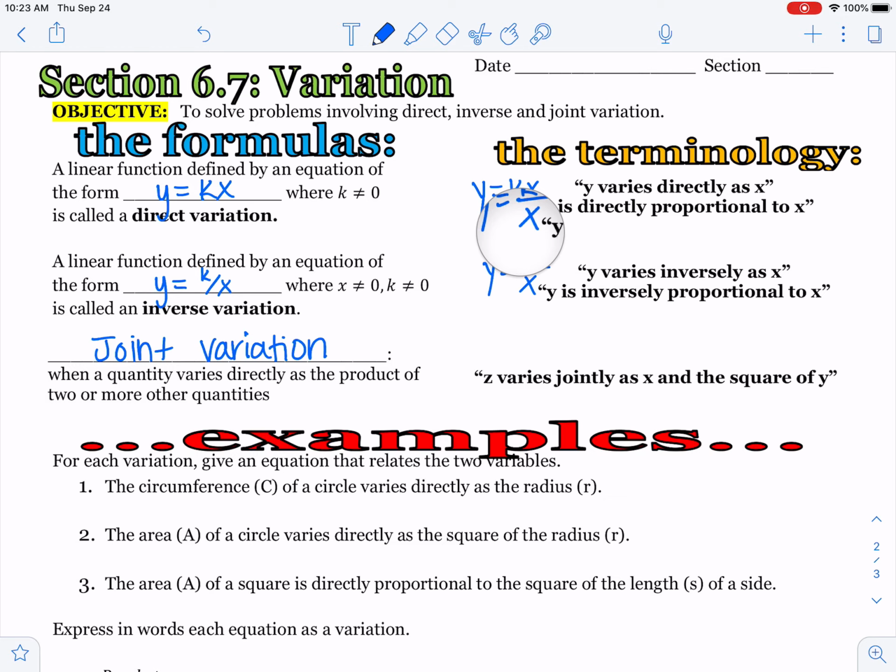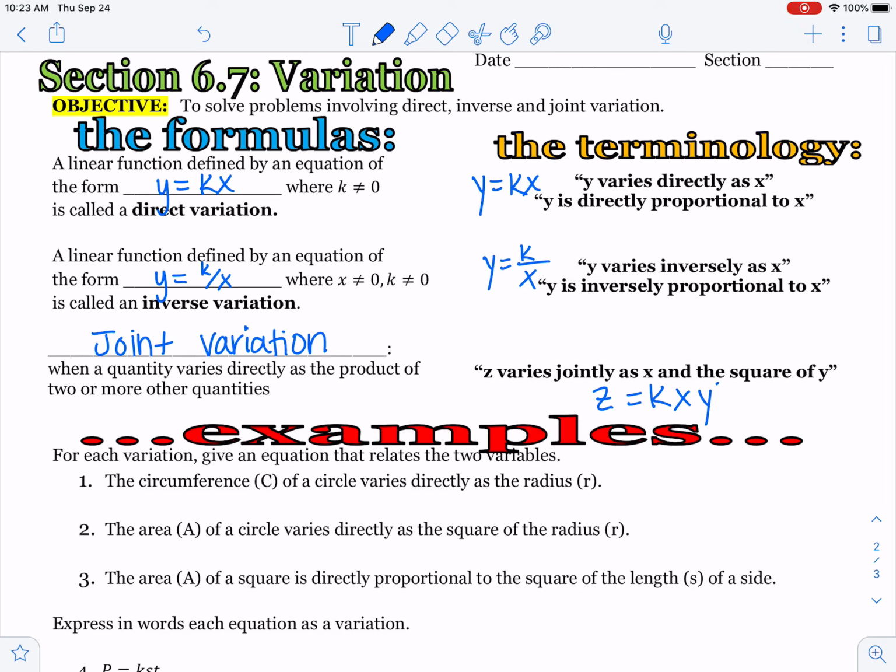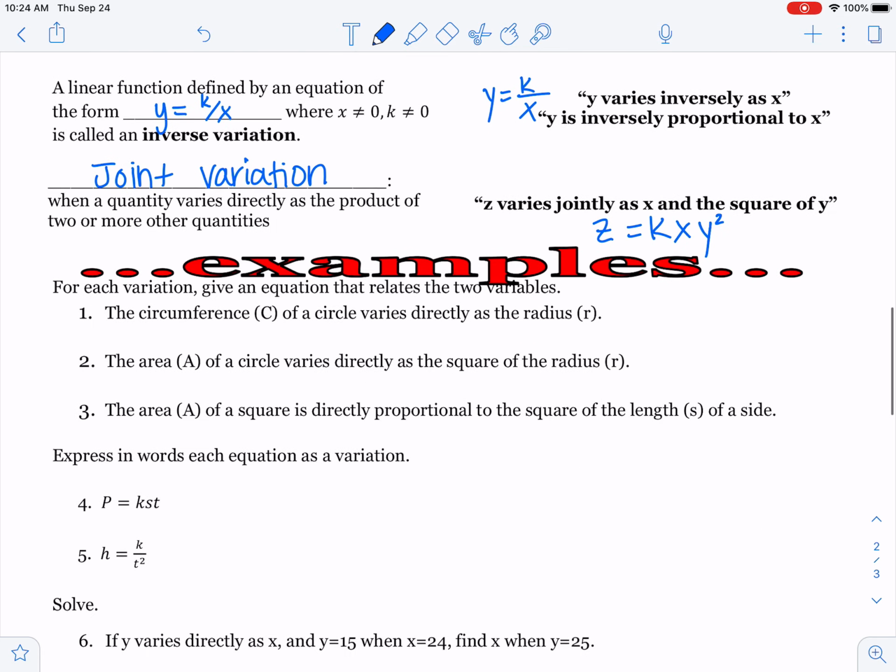And the last one, z varies jointly as x and the square of y. So z varies jointly, telling me I'm going to have at least two more variables, as x and the square of y. So we have 8 problems we're going to go through. The first 5 are just going to be getting used to this terminology, and then we'll actually do some calculations in examples 6, 7, and 8.